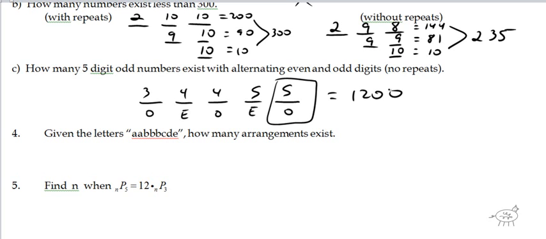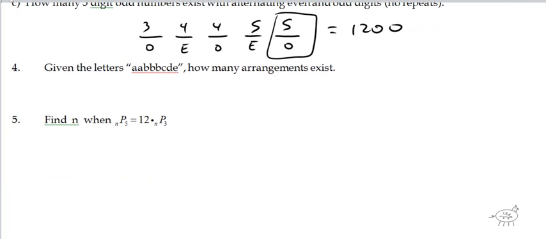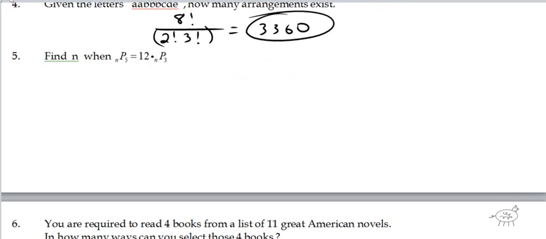So let's keep going here. Given the letters A, B, B, B, C, D, E, how many arrangements exist? Okay, so you guys need to remember, we're going to count up all the letters and we get 8 letters. And you put repeats. So 2 A's are repeated, 3 B's are repeated, and that's it. So don't forget, use parentheses, and you get 3,360.